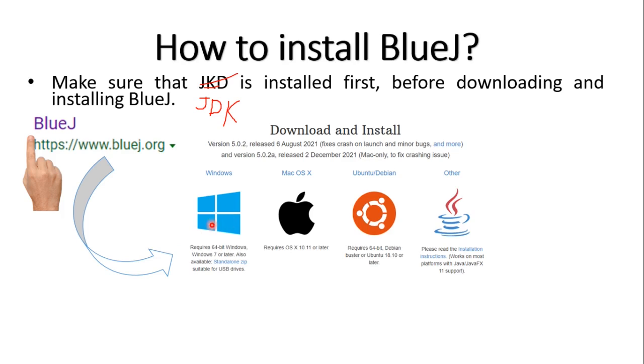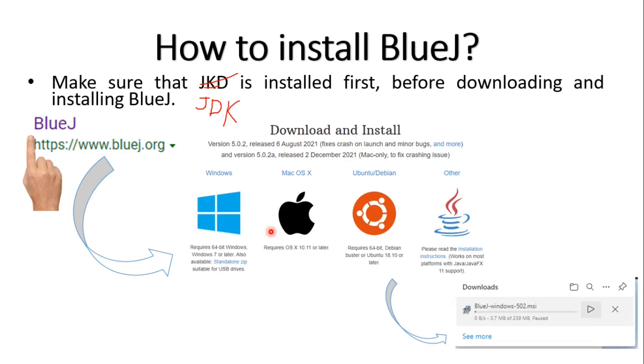Now, for example, we use Windows, right? Windows operating system. So if I click on Windows operating system, what will happen? Download will start. Okay, so now you can see that BlueJ Windows 502.msi is being downloaded. So downloading is very simple. Okay, so first we have to download it and then install it.